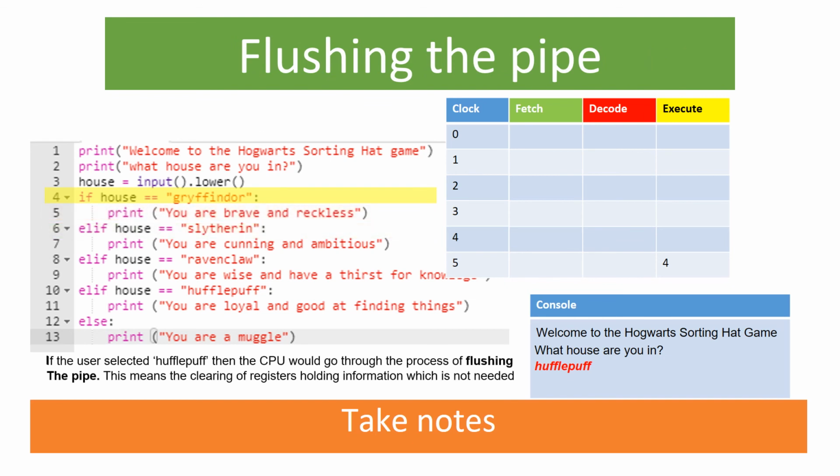There may be an instance when you are using pipelining in a CPU and you reach a branch that some of the instructions won't need to be run. In this instance, when we get to execute line number 4, if house equals Gryffindor, if they haven't typed house equals Gryffindor in, then we've actually already fetched line number 6 and we have decoded line number 5. Well, we don't need line number 5, so what we would actually do is do something called flushing the pipe, which is removing any instructions that we don't need. So they would just be removed and we'd continue running the program.